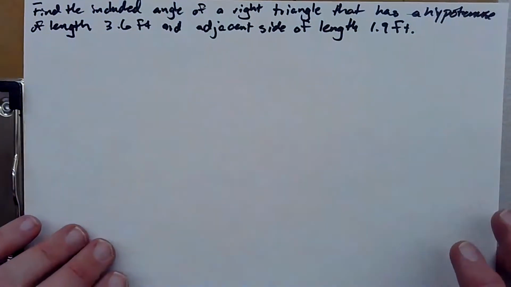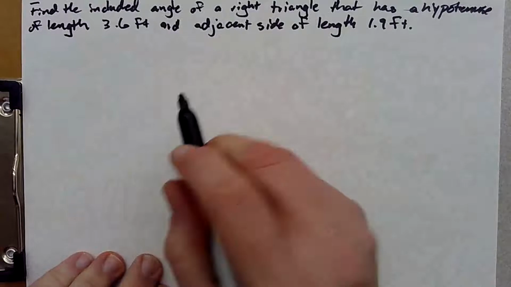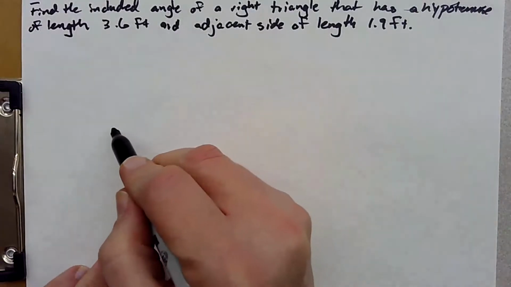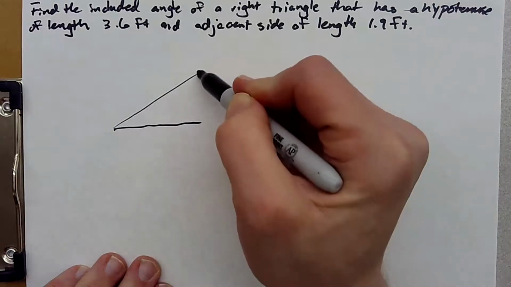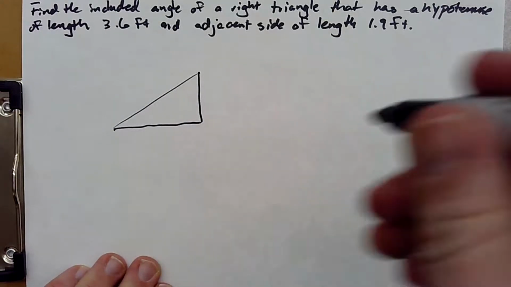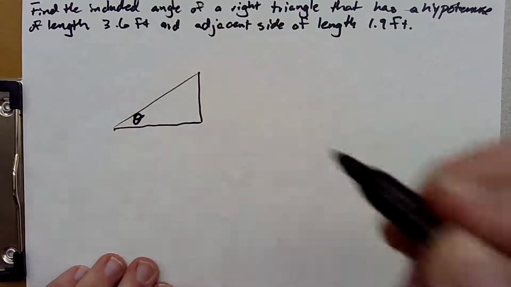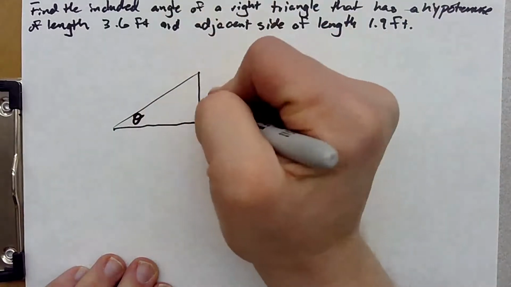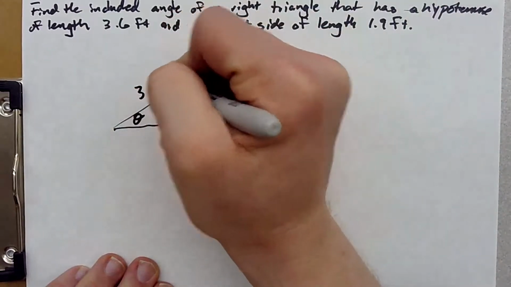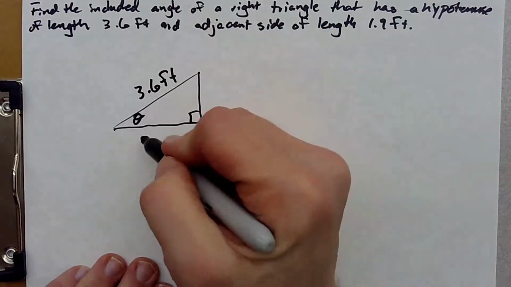Find the included angle of a right triangle that has a hypotenuse of length 3.6 feet and adjacent side of length 1.9 feet. Okay, so here is our angle. We'll call that theta. Our hypotenuse is 3.6 feet. And our adjacent side is 1.9 feet.